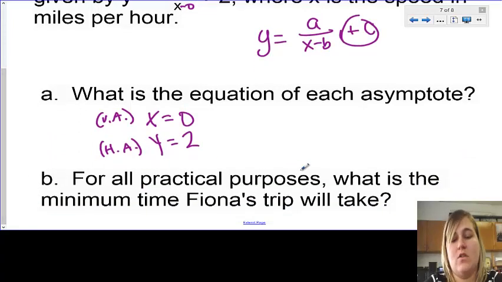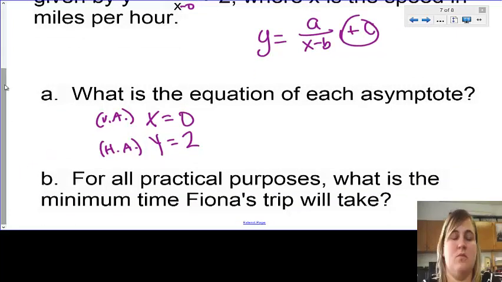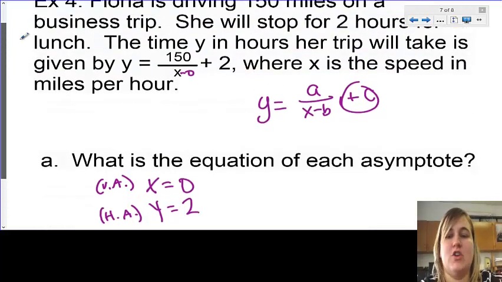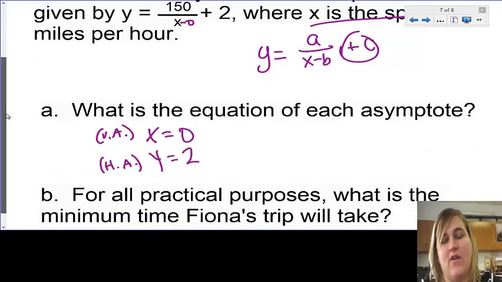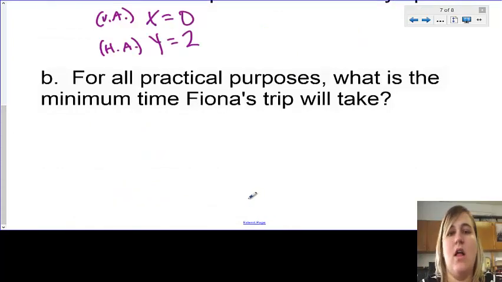It says, for all practical purposes, what is the minimum time Fiona's trip will take? Okay, the minimum time that it would take. And it says, for all practical purposes. What they're saying there is that her x, her speed, the speed that she drives in miles per hour, she's not going to drive 150 miles an hour, right? No way she's driving that fast. The fastest that she can really drive and be within limits is if it's all highway, and that would be 70 miles an hour.